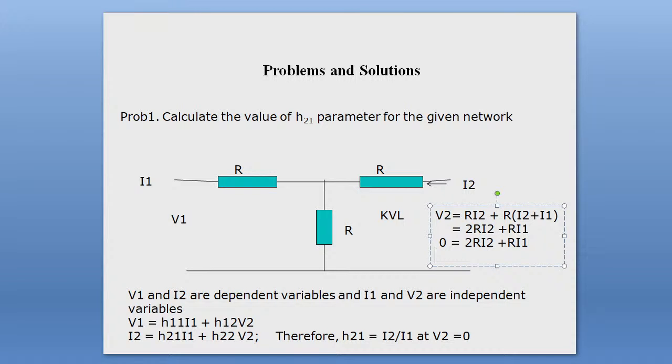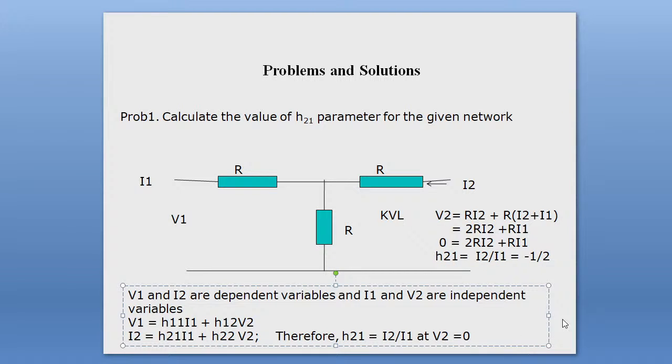Now we can write H21 equal to I2 by I1. If I put here I2 by I1, then I2 by I1 equal to how much? You can write minus half, minus 1 by 2. This will be your answer. H21 equal to minus 1 by 2.